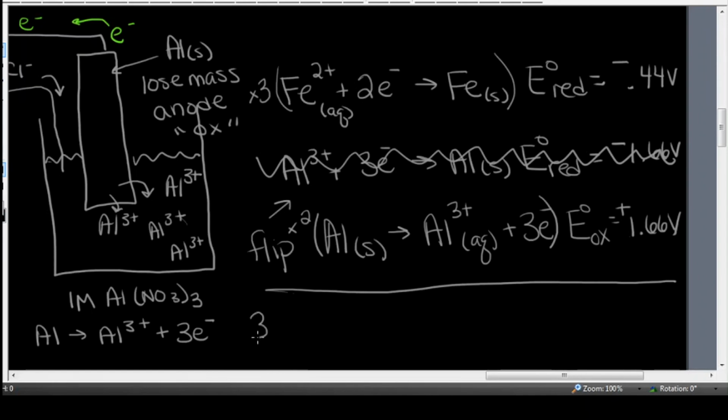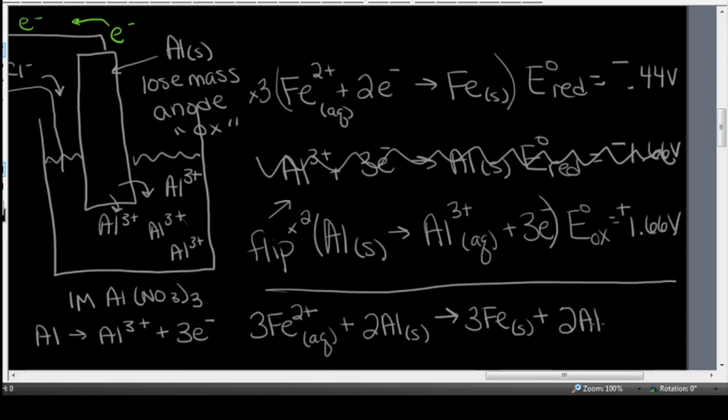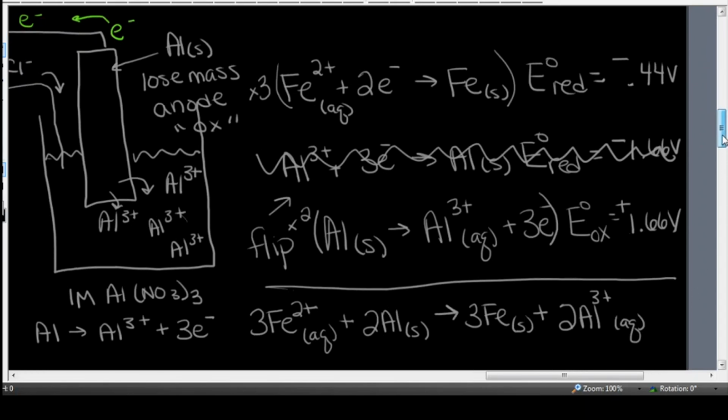So here we go. We're going to have 3 iron 2 plus ions reacting with 2 moles of aluminum solid. Moles, ions, atoms, I realize I'm flipping back and forth between terminology here. To produce 3 moles of iron solid and 2 moles of aluminum ions in solution. So there's my overall redox reaction.